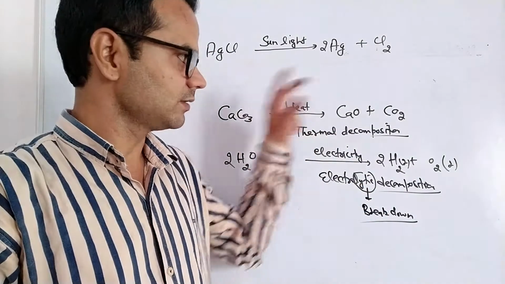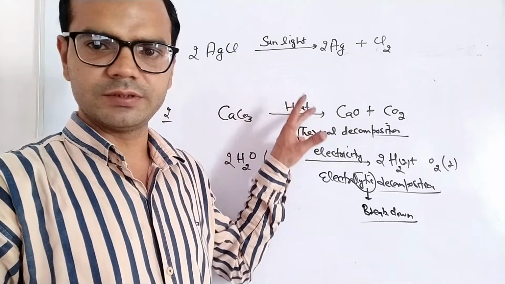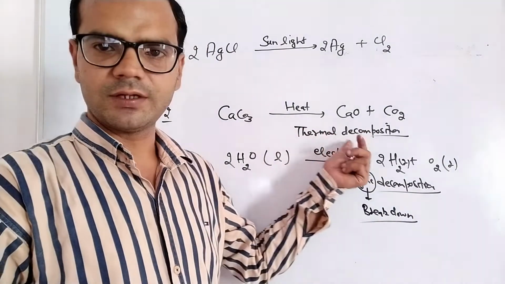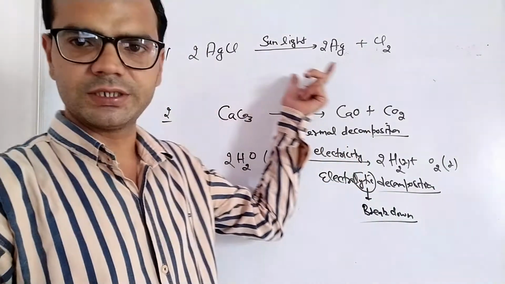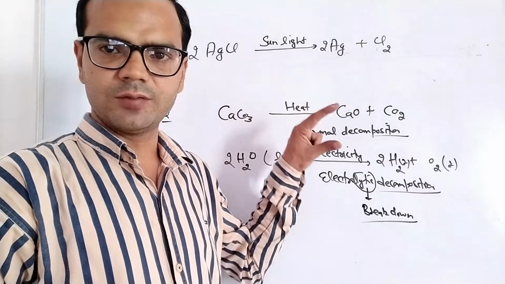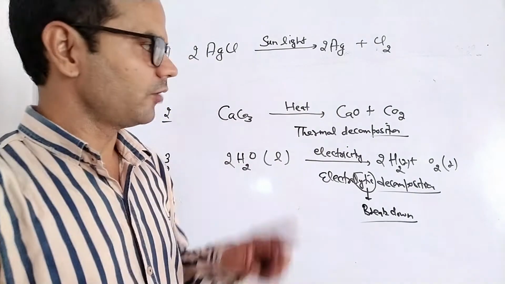CBSE has asked these types of questions or examples many times. Give an example of electrolytic decomposition, give an example of thermal decomposition, give an example of photolytic decomposition. And the second question is, addition and decomposition reactions are just opposite of each other. Now we have the third reaction.